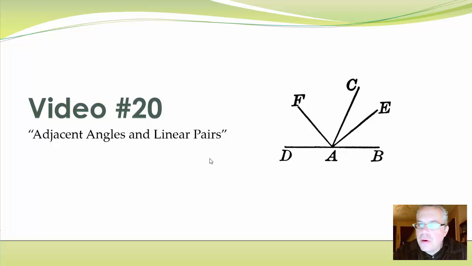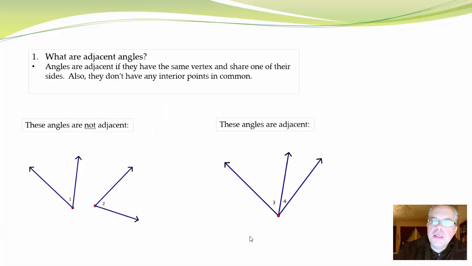Okay, today we're going to start our unit on angles, and we're going to talk about adjacent angles and linear pairs. The first part is adjacent angles. So we should ask, what are adjacent angles? If things are adjacent, that means they're kind of next to each other. So adjacent angles are angles that have the same vertex and share a side. Also, they don't have any points on their insides in common.